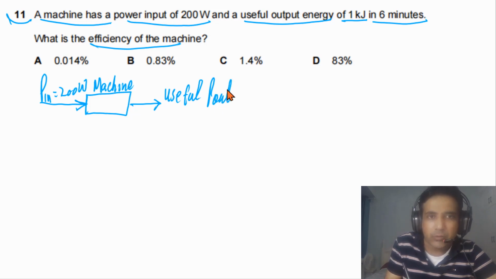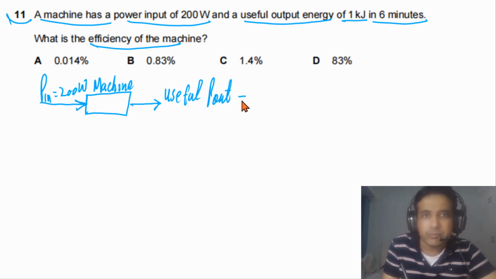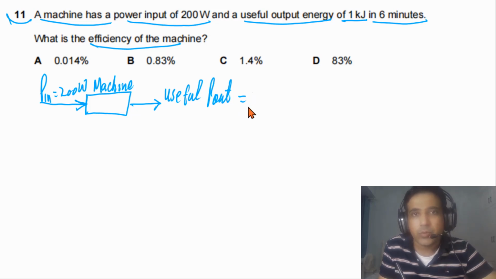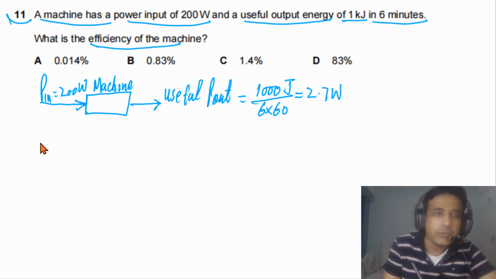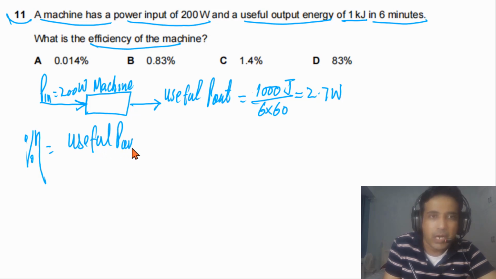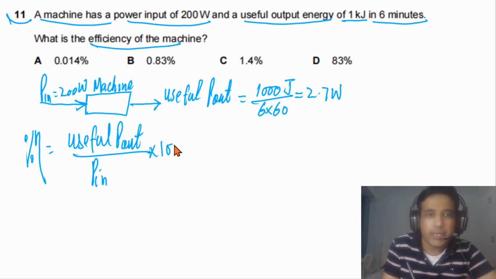Useful P out simply will be equal to energy over time. So in this case we have energy that is equal to 1000 joules, and we need to divide by time taken. Time taken is 6 times 60 because it is 6 minutes. If we solve this, we will get 2.7 watts. Now we need to calculate efficiency. Percentage efficiency is equal to useful P out divided by total P in, multiplied by 100.